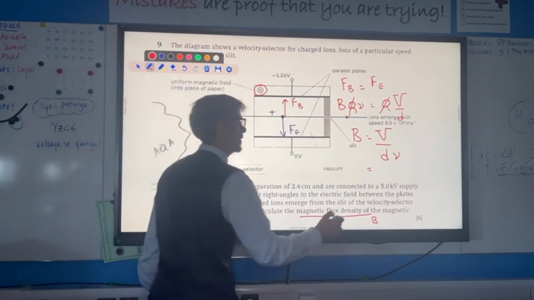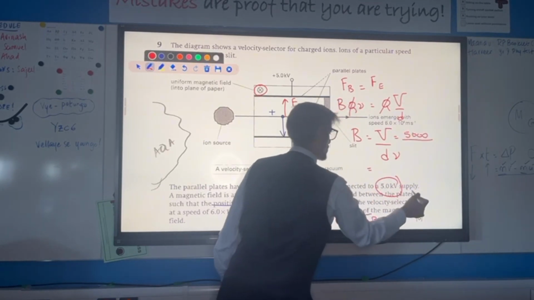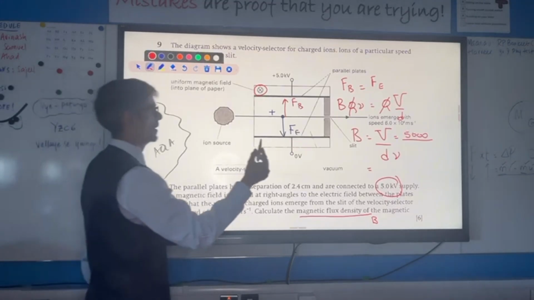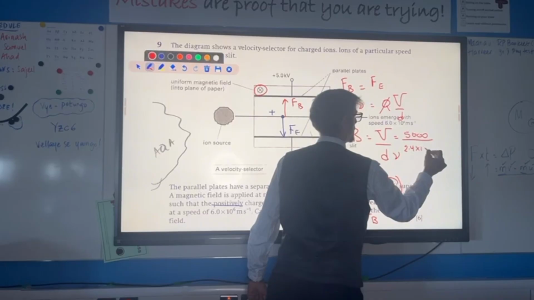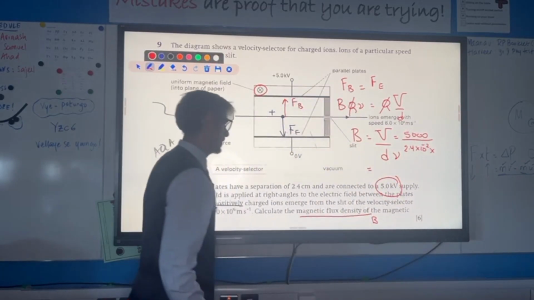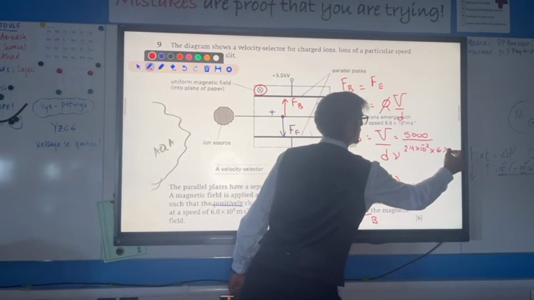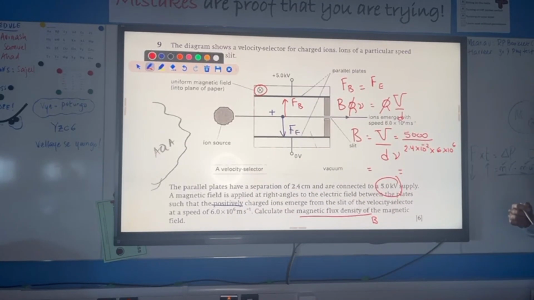Was V given? Yes. So that was 5,000. Was D given? 2.4 separation. So that becomes 2.4 centimeters, times 10 to the power minus 2. Was v given? Calculator person, try and put that in your calculator, please. 6 times 10 to the power of 6. What does that give you? Can you work it out? We said the answer was what? Is it? Yay, that's it.